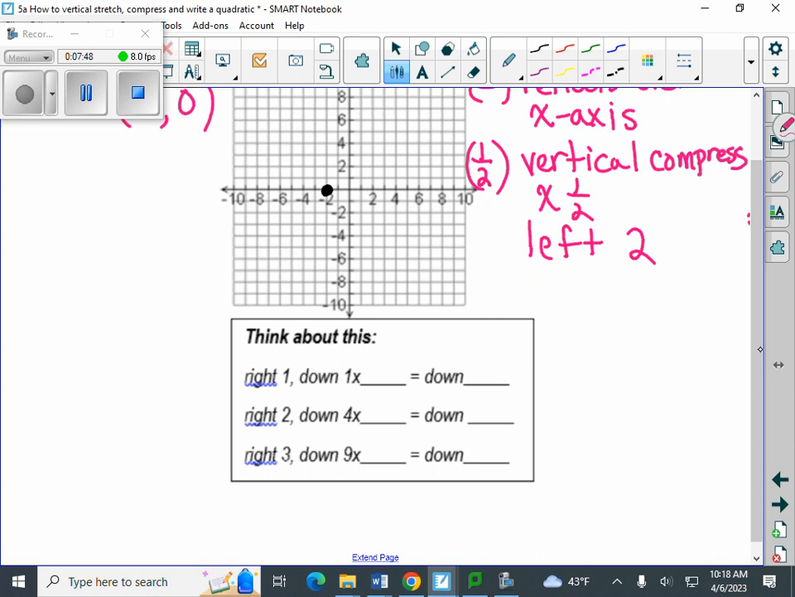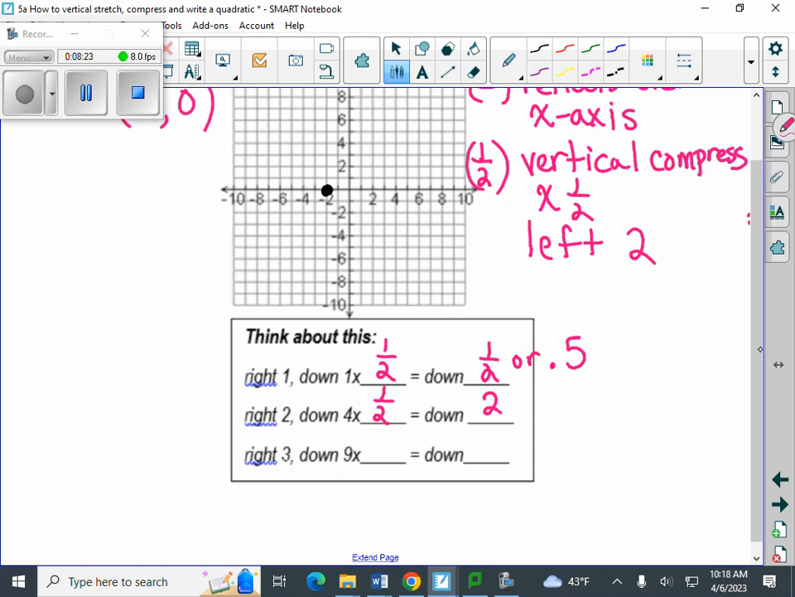That's why on our box here it says right 1, down 1. The right 1 is not going to change, but the down 1 is going to be 1 times 1/2, which is 1/2. The right 2, down 4: the down 4 is what's going to change. It's going to be 4 times 1/2, and 1/2 of 4 is 2.